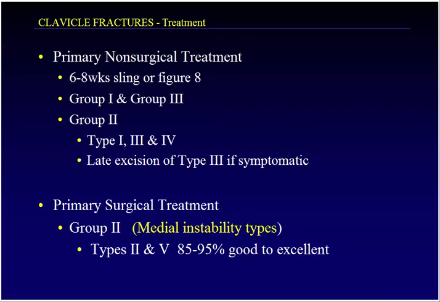Group 1 and group 3 are your medial clavicle fractures and your mid-shaft clavicle fractures. Then group 2, the distal clavicle fractures, types 1, 3 and 4 that Dick mentioned, can be treated very effectively non-operatively. If you have a type 3, you can consider late excision if the patient is symptomatic. And then primary surgical treatment would be indicated for the group 2 distal clavicle fractures where there is significant medial clavicular instability. And those are the type 2 fracture and the type 5 fracture.